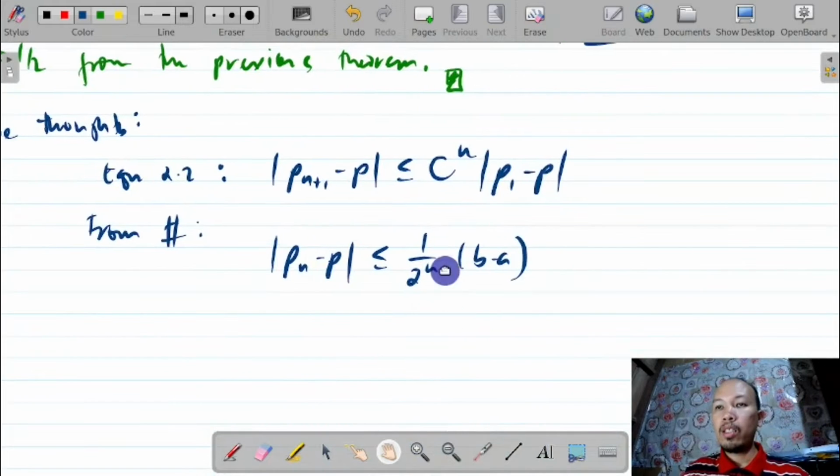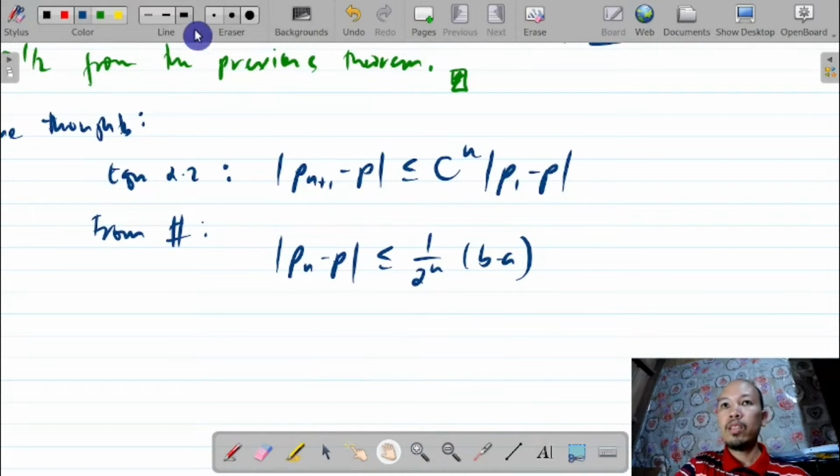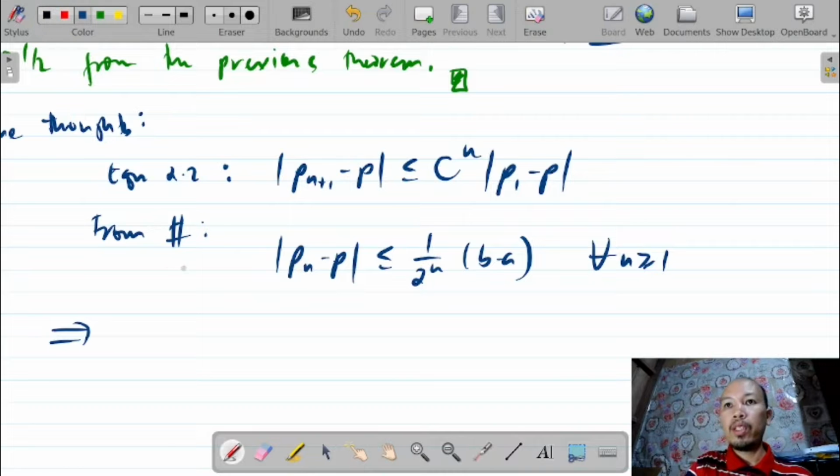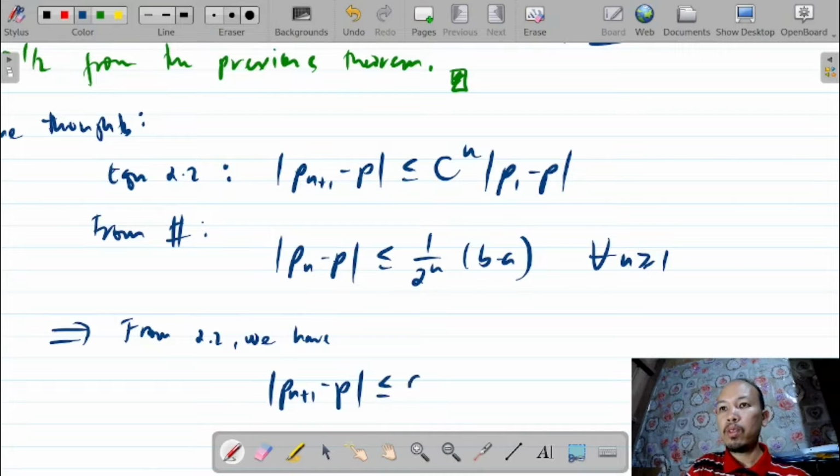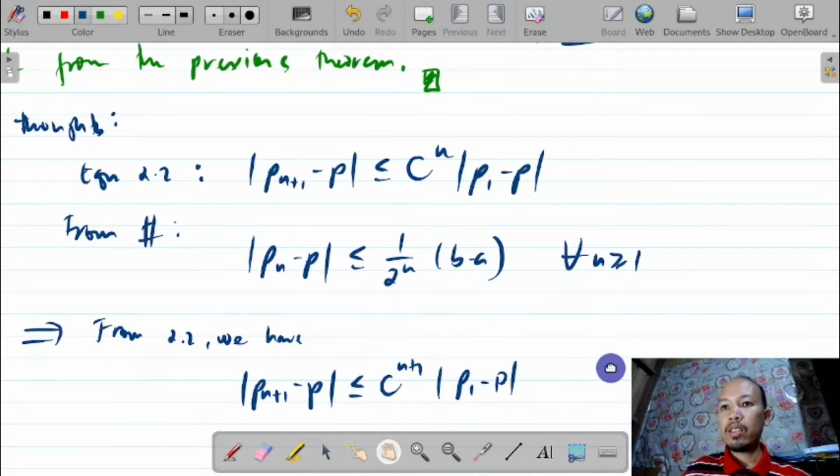Okay, and since this is true for all n greater than or equal to 1, this implies that this is true also if we replace n by n plus 1. So by induction, from 2.2, we have the absolute value of p sub n plus 1 minus p is less than or equal to c to the n plus 1 times the absolute value of p1 minus p. Okay, so that is the case.